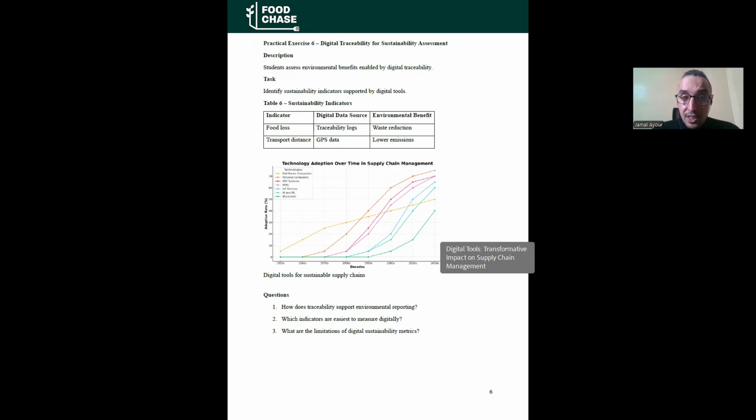The question of this exercise is: how does traceability support environmental reporting? Which indicators are easiest to measure digitally? And what are the limitations of digital sustainability metrics regarding these indicators in the table?